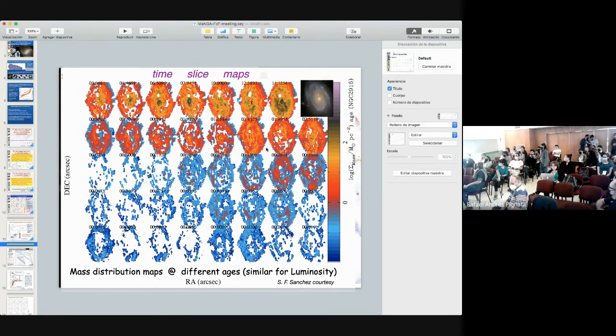Here the main assumption is that there is no migration, because we are observing only today, and that stars stay in the same place. Of course, this is a very important limitation of all these things.